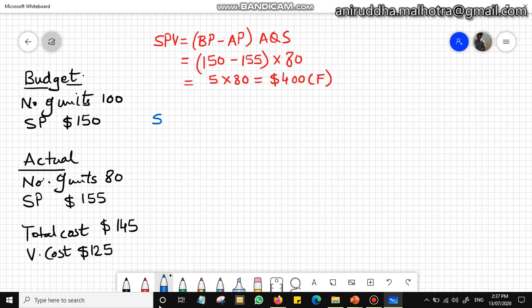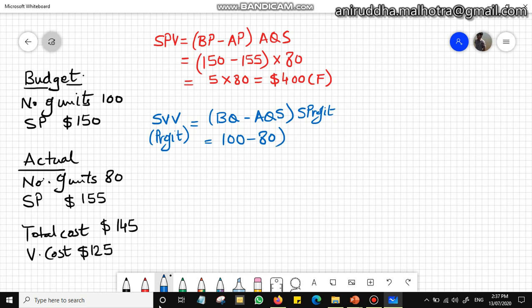Moving on to the next one, sales volume variance. Let's use profit here. In this case, it will be your budgeted quantity minus actual quantity sold into standard profit. You were supposed to sell 100, but you sold only 80, so that's going to be an adverse variance. And your standard profit is your selling price minus your total cost. So in this case, it is 20 into 5, that is $100 adverse.